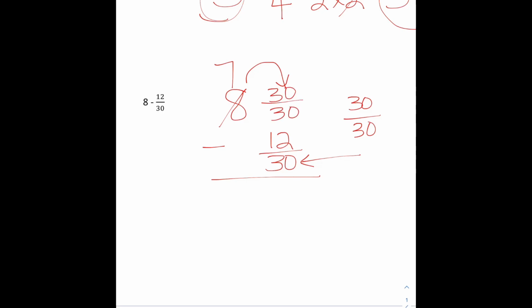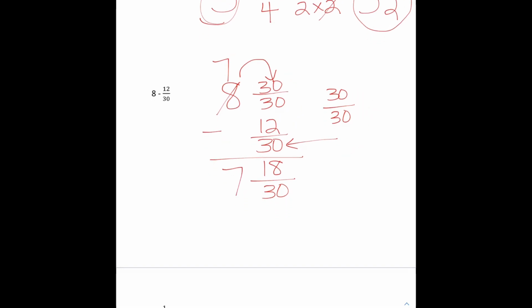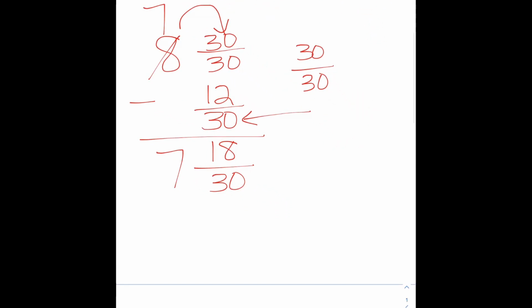30 minus 12 is 18, and our 30 stays the same. And then 7 minus 0 is 7. Then we have to make sure our fraction is simplified, so we're going to factor it. So it's going to be 3 times 6 for this one, and 3 times 10 for this one. 6 can be further simplified into 2 times 3, and 10, 2 times 5.